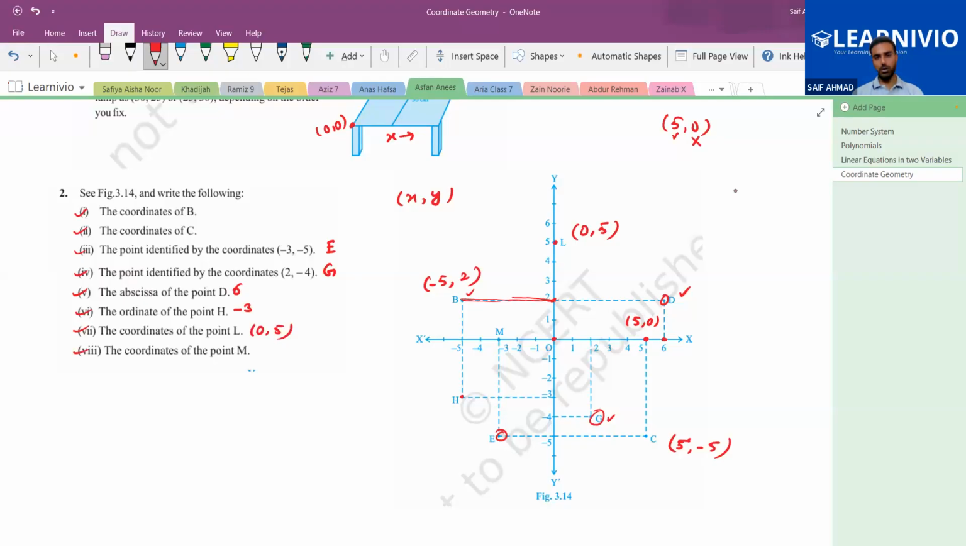Tell me, Sakshi, the coordinates of point M. Sir, minus 3. And y? What about y? y is 0. Yes. Minus 3, 0 are the coordinates. Understood? Note it down.